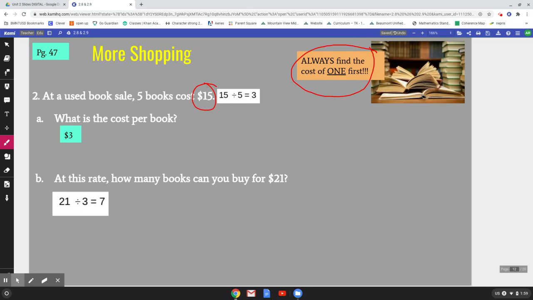Okay, so now number 2, find the cost of one. You're going to take the money and you're going to divide it by how many there are. So 15 divided by 5 is 3. So that's the cost of one book. Okay, so the cost per book is $3. At this rate, how many books can you get with $21? So you're going to take this 21 and you're going to divide it by the cost, which is 3. And your answer is 7 books.